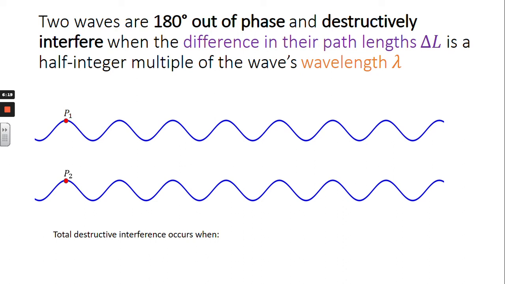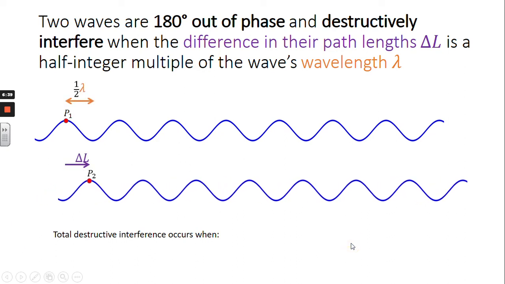2 waves are 180 degrees out of phase and they destructively interfere when the difference in their path lengths, delta L, is a half integer multiple of the wave's wavelength lambda. What do I mean? As shown right now, we would get constructive interference because the waves line up. But if I shift P2 over just half of a wavelength, now the waves are out of phase. The trough of the top wave matches up with the crest of the bottom wave. And this is shifting over just half of a wavelength. So we get destructive interference when the path difference delta L is a half wavelength between the 2 waves.